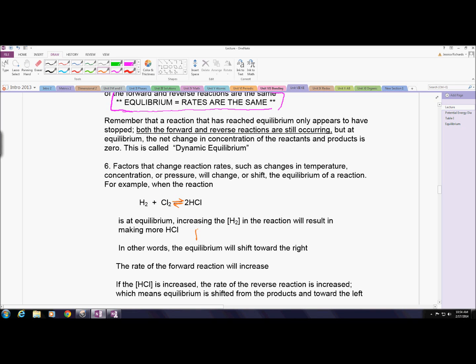If I make the forward reaction go faster, then I say I'm shifting it to the right. If I make the reverse reaction go faster, then I am shifting it to the left. So if the reverse reaction goes faster, it's shifted left. If the forward reaction goes faster, it's shifted right. And all I have to do is follow the arrows to see that. The forward reaction goes from left to right. So if that one goes faster, I'm shifting right.